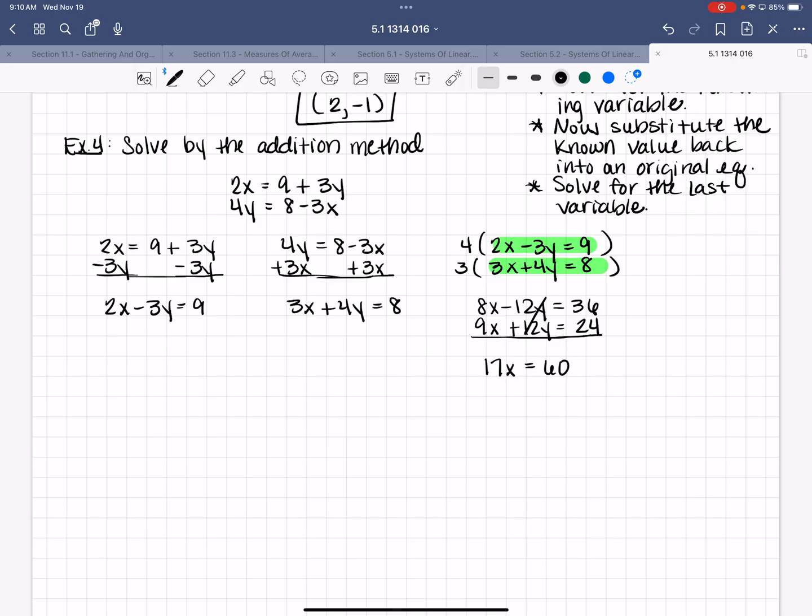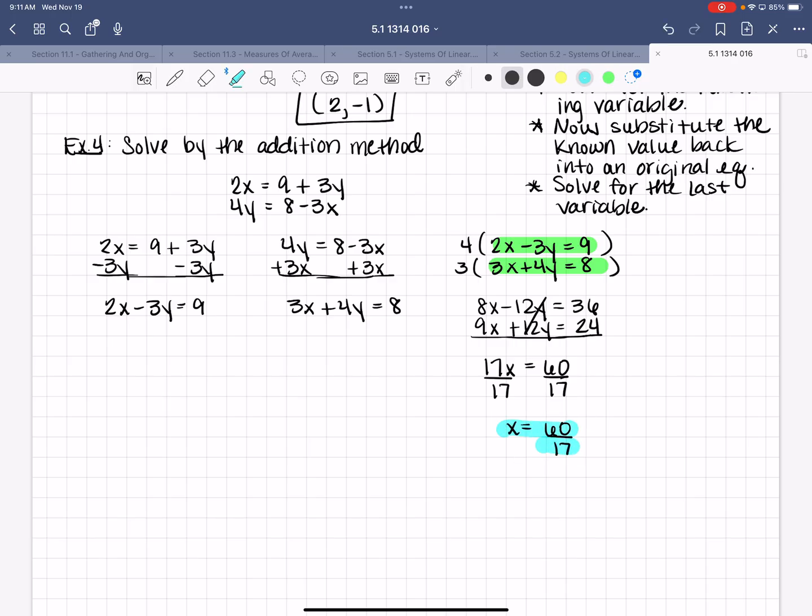So this one's not as nice, is it? I'm going to divide both sides by 17. And will 60 over 17 reduce? I would say no. 17 is prime, correct? The only things that go into 17 are 1 and 17. And 60 is not a multiple of 17. So that's as good as it gets, and you can leave it as 60 over 17. Okay? And so we've got our 60 over 17.